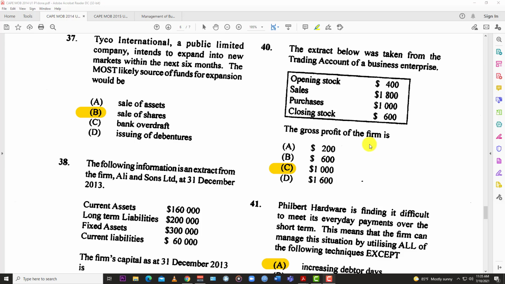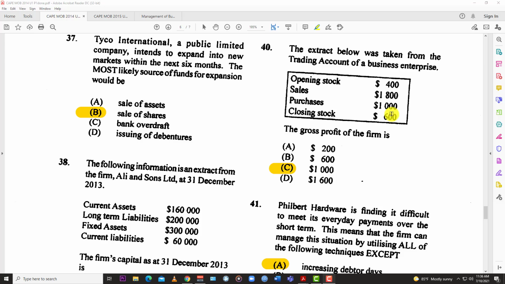And so what you need to do here is that gross profit is what? Sales minus cost of goods sold, right? So you have to know what the cost of goods sold is first. The cost of goods sold is the opening stock, which is 400, plus the purchases, so that's 1,000, right? Then you minus the closing stock, which is 600, so you get 800. So you get 800 for the cost of goods sold. 800 cost of goods sold.